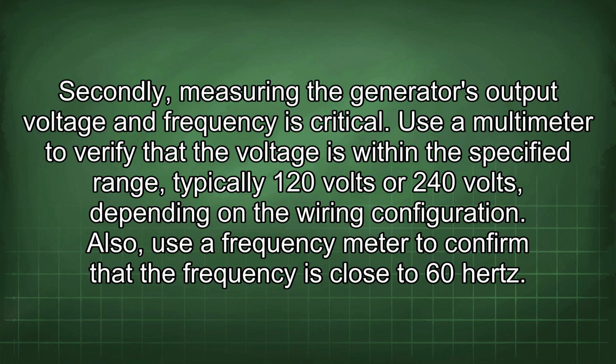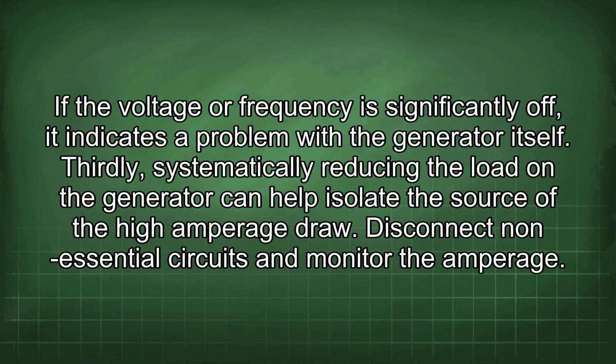Secondly, measuring the generator's output voltage and frequency is critical. Use a multimeter to verify that the voltage is within the specified range, typically 120 volts or 240 volts, depending on the wiring configuration. Also, use a frequency meter to confirm that the frequency is close to 60 Hz. If the voltage or frequency is significantly off, it indicates a problem with the generator itself.